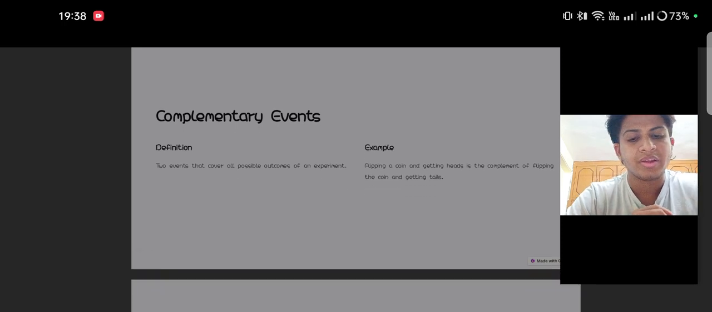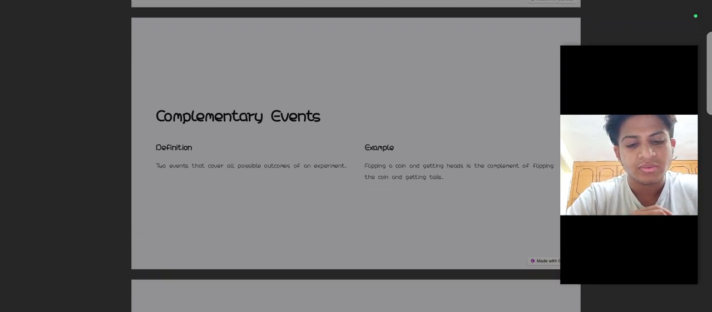Complementary events are two events that together cover all possible outcomes in a sample space. If one event occurs, the other cannot, and vice versa. In other words, one event represents the failure of the other event. It is exhaustive: the events together exhaust the entire sample space. One of them must occur. If event A occurs, then A dash, the complement of A, cannot occur, and vice versa. The probabilities of complementary events sum to one.